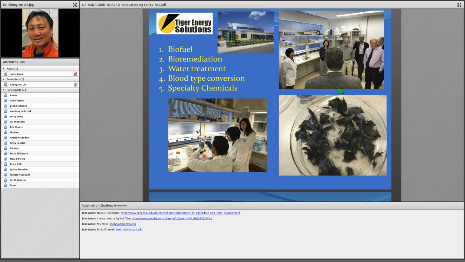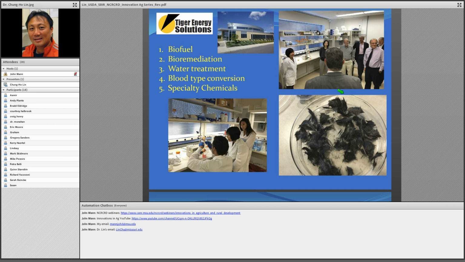So far we've been attracting two major investors to sponsor our current research and development effort. Hopefully in the very near future, we can take this technology into the market. So this technology so far has been developed for remediation, water treatment, and also biofuel production. And we're hoping we can take this idea to another level for biomedical, for agriculture, and for energy applications.